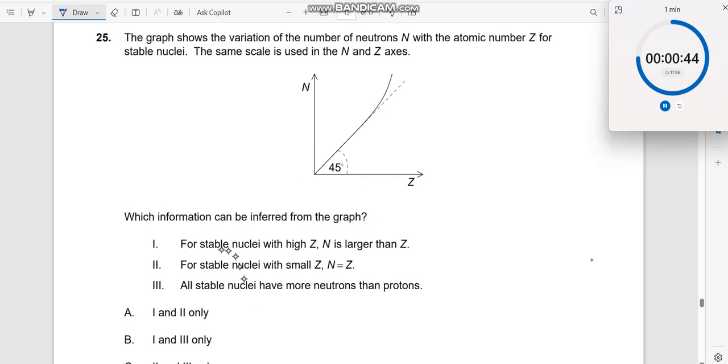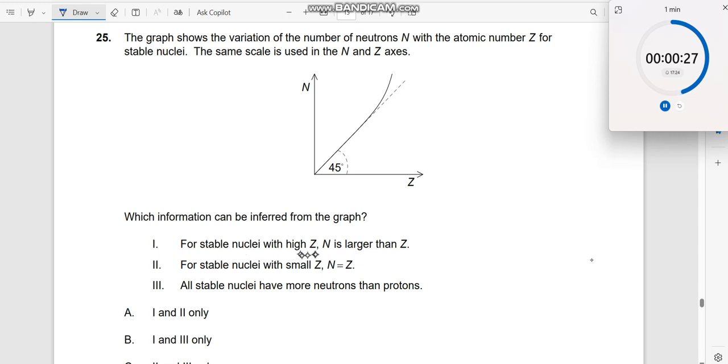What can you infer? For stable nuclei with high Z, see, these kinds of questions, there is no calculation. It's only reasoning based on the facts. Most of the time, the options will be in such a way that it will be a generalization being done based on the outcomes. Now let us see whether the generalization is true or not.